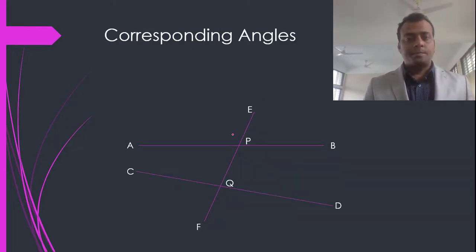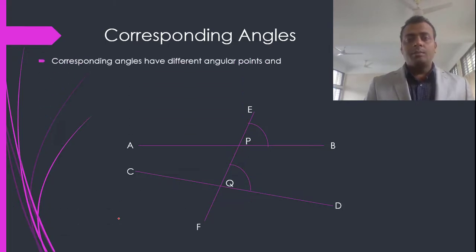Corresponding angles. You can see two angles here, BPE and DQE. These two angles are called mutually corresponding angles. Why? Because corresponding angles have these criteria. Corresponding angles have different angular points. BPE and DQE have different angular points, that is P and Q. They are the angular points of these two corresponding angles, BPE and DQE. These points, angular points, are different.